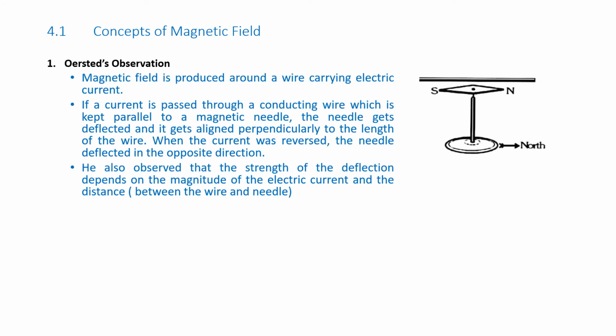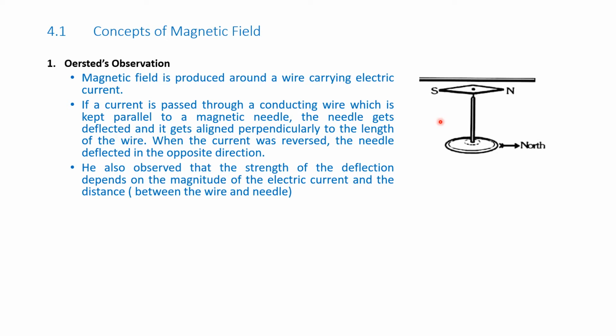In section 4.1, we will study concepts of magnetic field. Oersted's observation. Oersted observed that a magnetic field is produced around a wire carrying electric current. Means he said, if a wire is carrying a current, then a magnetic field is produced around it.